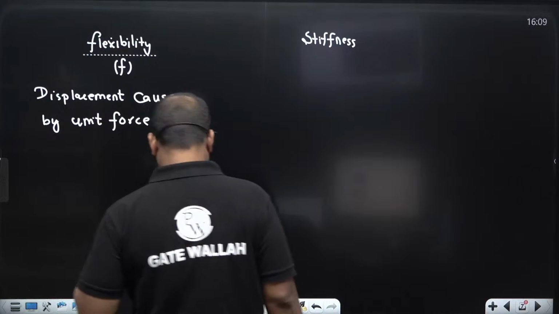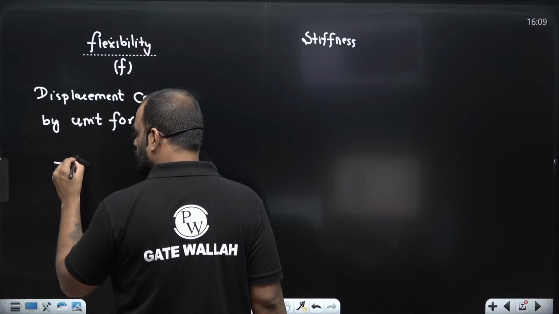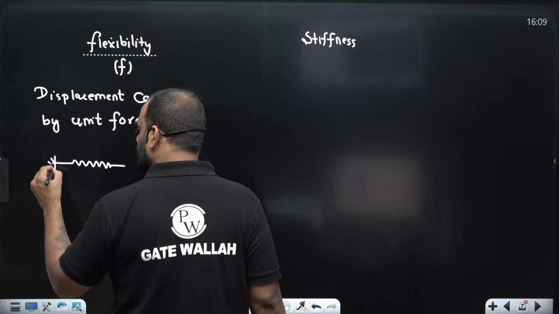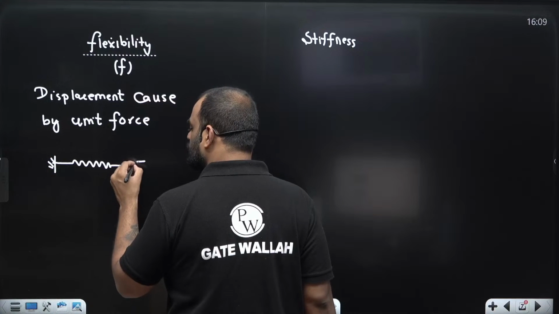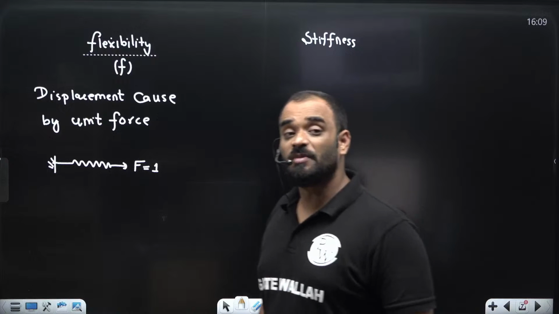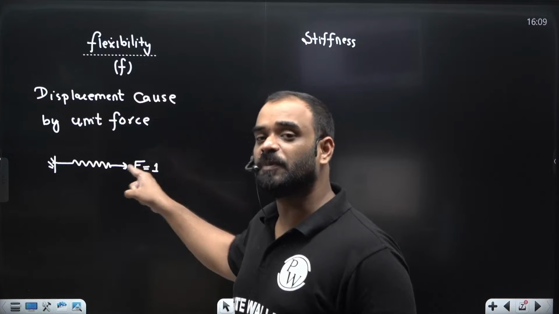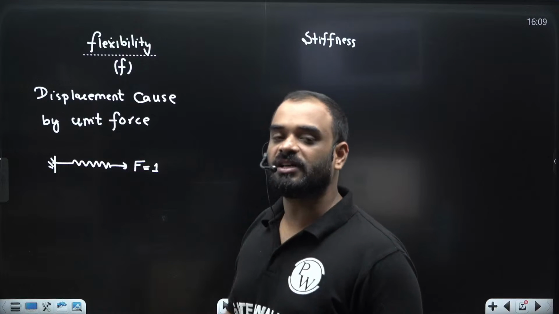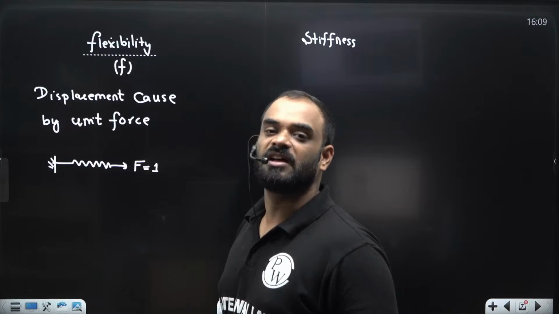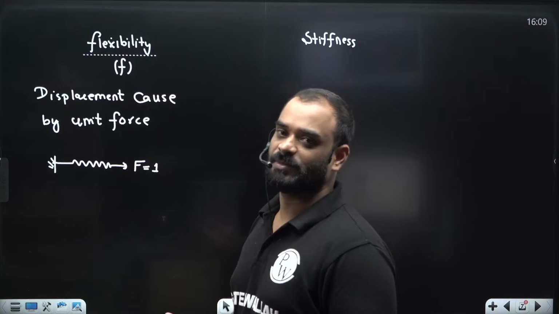So guys, let us consider there is one spring like this, and let us suppose I am trying to apply a force whose value is equal to 1. Now I need to calculate how much displacement is caused by this particular unit force. This particular thing is known as what? Flexibility. If more displacement, it is more flexible. Less displacement, less flexible, right?